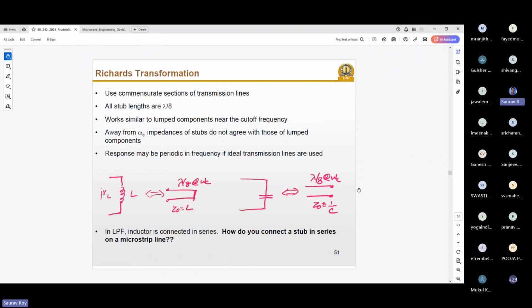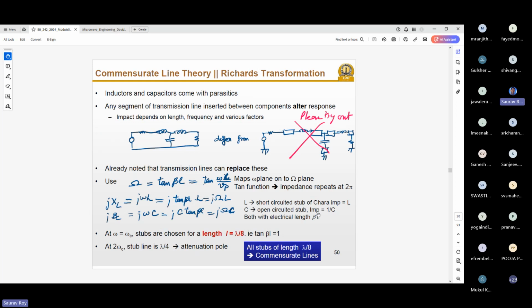Now let's say the problem is in a low pass filter. We have an inductor connected in series, right? So we have an inductor in the series arm. But this kind of microstrip line section, a stub of lambda by 8, can you connect it in a series line? Is it possible? In the schematic here, you need to replace this L with a series stub like this, lambda by 8. How are you going to do that? Is it possible?